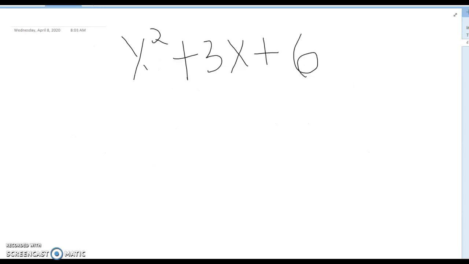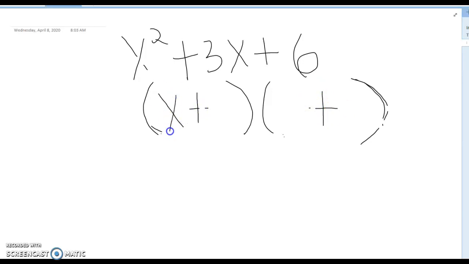I'm just going to now quickly review factoring this trinomial because last week we worked on this a lot. So when I factor it, I automatically do my 2 parentheses, right? And I notice that both of my signs are going to be positive because this is positive all the way through. I know this is an x and this is an x because x times x is x squared, and that's what I'm looking for.